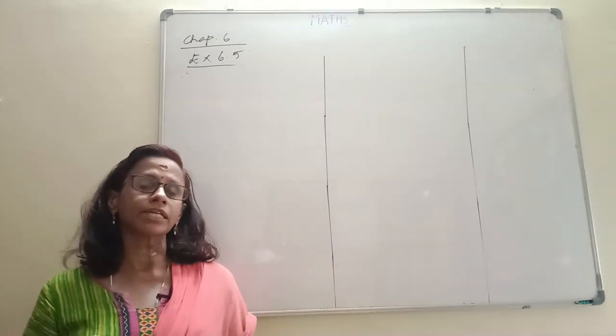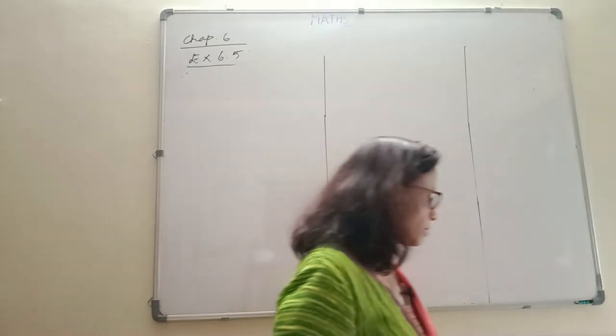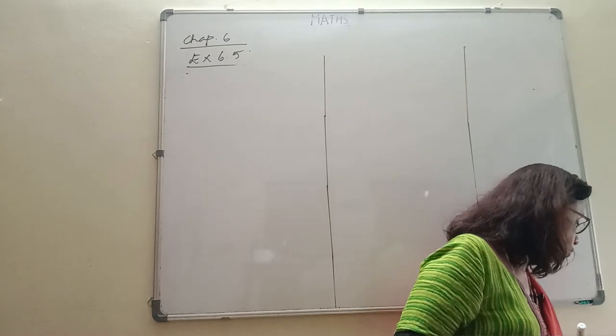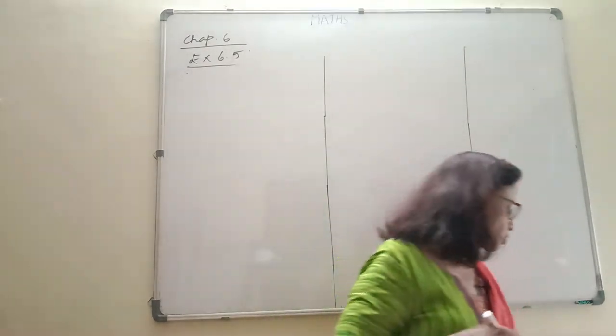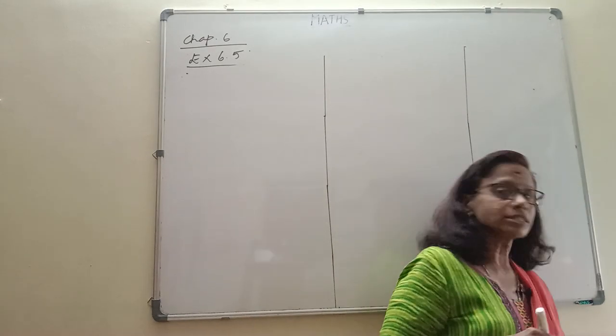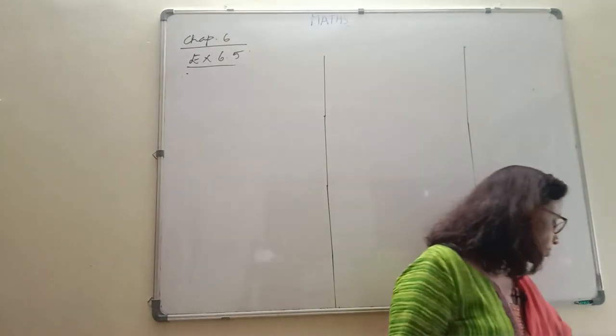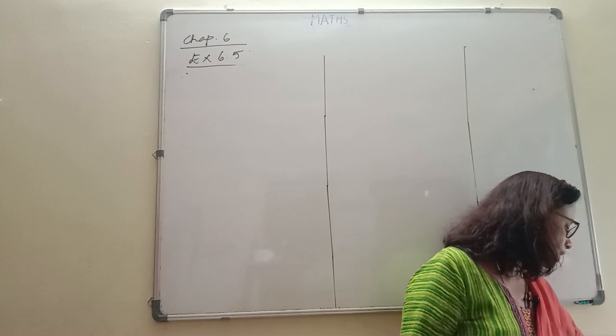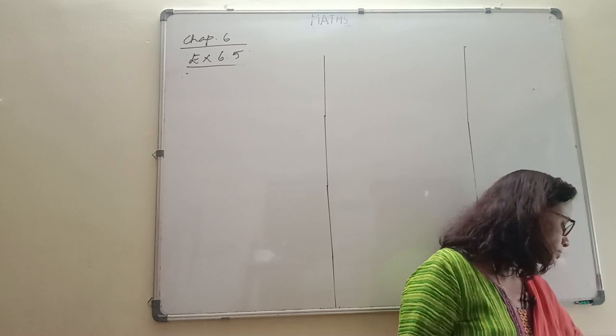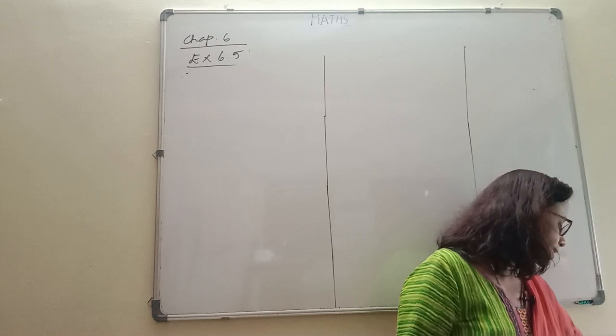We'll continue with that. We are now in question number 3 of this exercise 6.5. I'll just read out the question. Find the local maxima and local minima, if any, for the following functions. Find also the local maximum and local minimum values as the case may be.